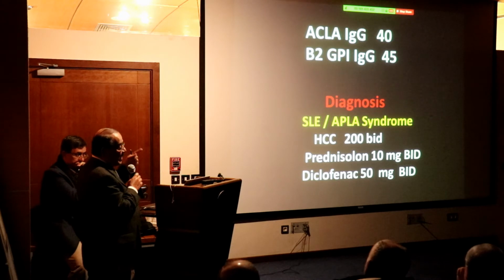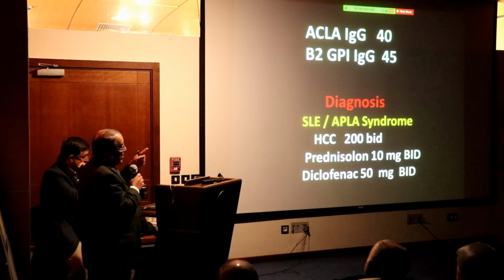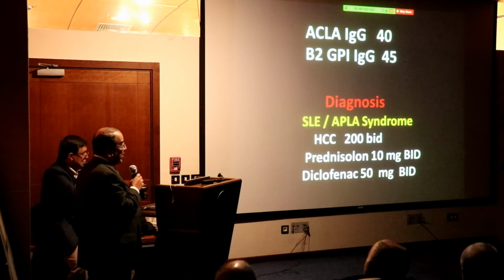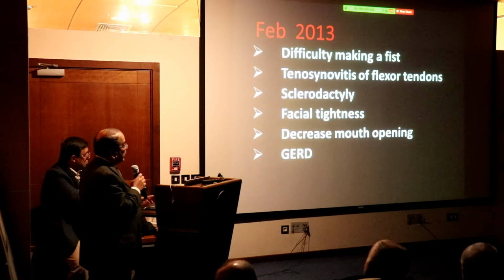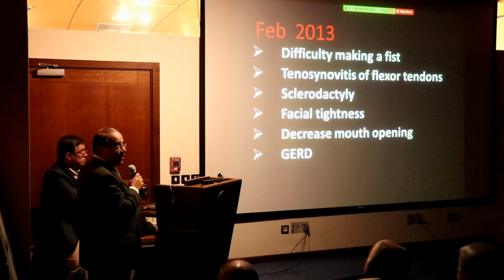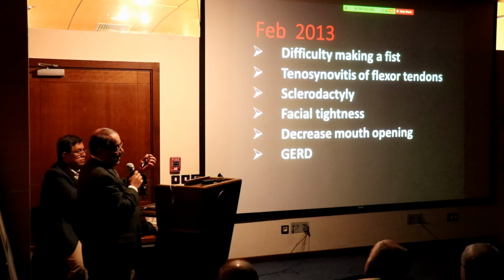This was based on polyarthral joint pain, painless mouth ulcer, which is one of the criteria of SLE, and the positive ANA and the positive anticardiolipin antibody. So the standard treatment is hydroxychloroquine, at a dose of 200 milligrams twice daily, prednisolone initially 10 milligrams twice daily, and diclofenac. So 1 year later, when she came for follow-up, there was difficulty making a fist. Difficulty making a fist usually is a tenosynovitis.